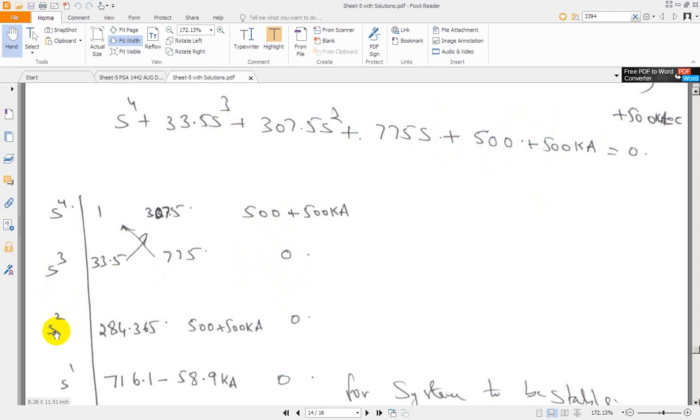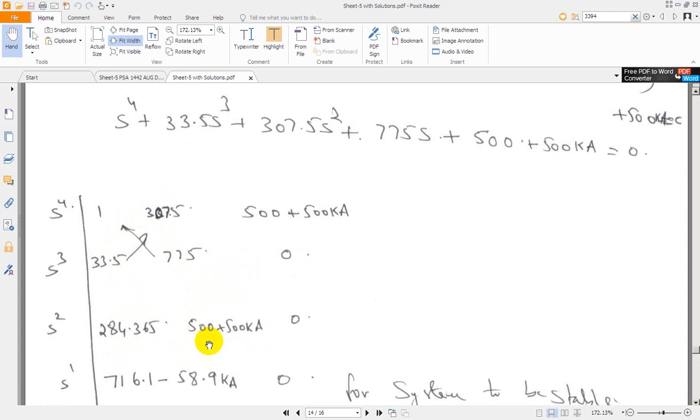Then we have s square. The s square parameter can be evaluated as 33.5 into 307.5 minus 775 into 1, divided by 33.5. You will get 284.365.